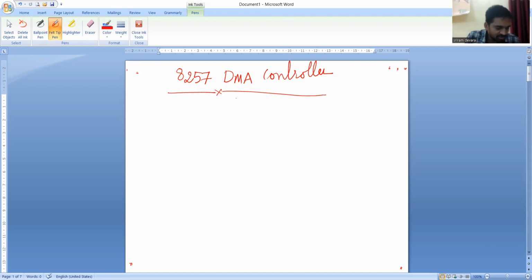Here DMA stands for Direct Memory Access. It is designed by the Intel people to transfer the data at a very fast rate, and it allows the data transfer directly to or from the memory without any interference of the CPU.